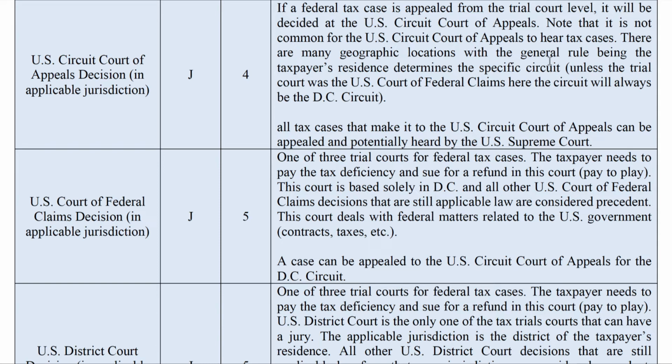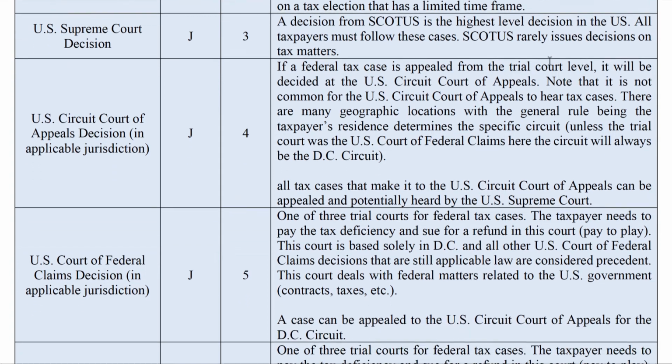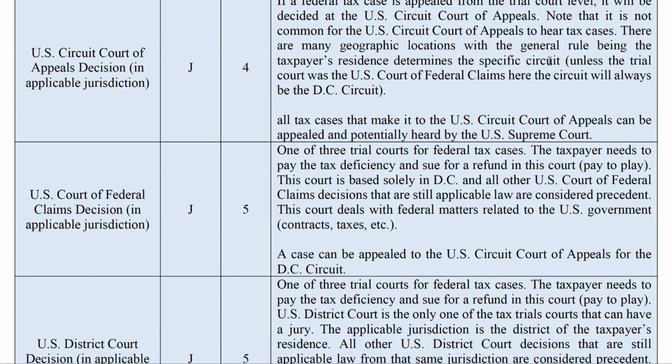So if a federal tax case is appealed from a trial court level, it will be decided at the U.S. Circuit Court of Appeals level. And by the way, if you appeal your U.S. Circuit Court of Appeals decision to the U.S. Supreme Court, it's not for sure going to be granted to be heard. But if you appeal your U.S. trial court tax case up to the Circuit Court of Appeals, they can take it and hear the whole thing. The idea is that you get at least one appeal. You might remember that or have heard about that from law courses, but you get one appeal.